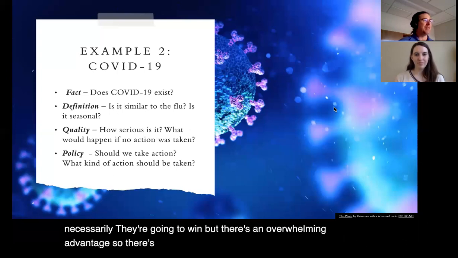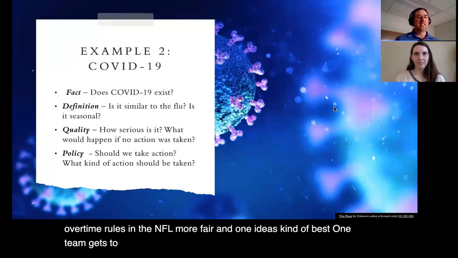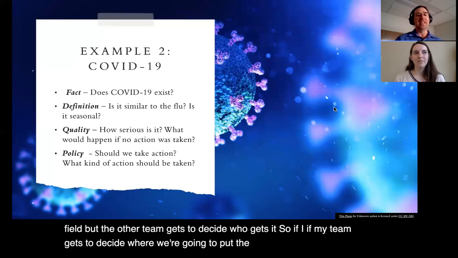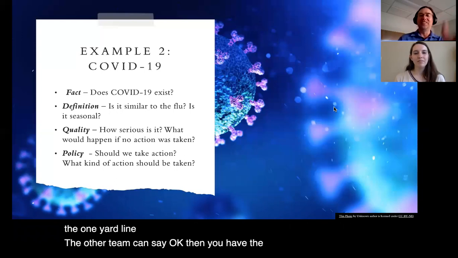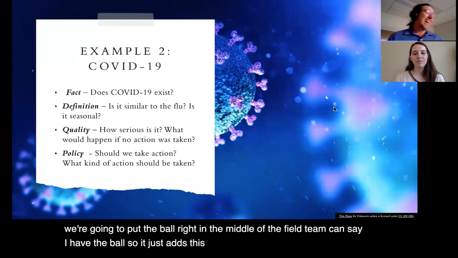So there's all kinds of discussions about how to make overtime rules in the NFL more fair. And one idea is that one team gets to decide where the ball is going to be placed on the field, but the other team gets to decide who gets it. So if my team gets to decide, well, we're going to put the ball way down on the 1 yard line, the other team can say, okay, then you have the ball, right? But if we say, oh, we're going to put the ball right in the middle of the field, the other team can say, I have the ball. So it just adds this whole level of strategy.